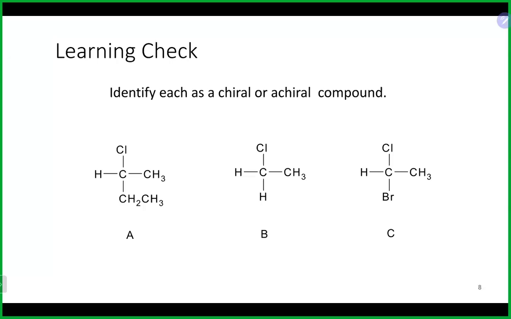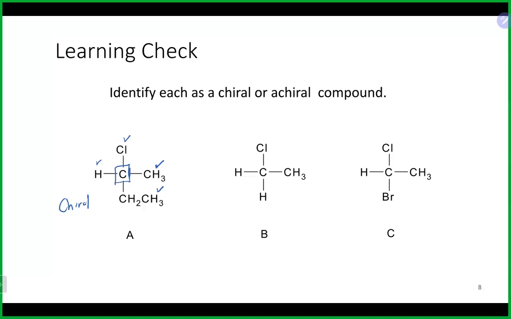Okay, let's take a look. We'll start here. We'll start with the carbon. It's a good place to start. And attached to that carbon, that's a methyl group, which is different than an ethyl group. And both of those are different than a chlorine. And those three are different than a hydrogen in this case. So that is definitely four different groups attached to that carbon. And that would make this a chiral compound.